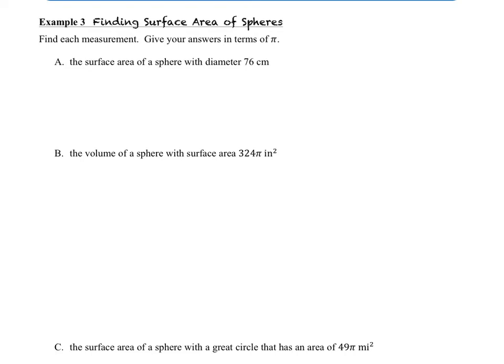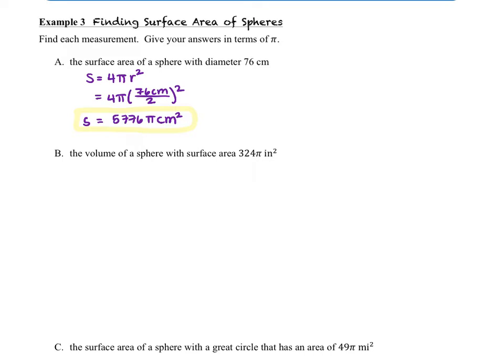Part A says the surface area of a sphere with diameter 76 centimeters. So we're going to start by writing our area formula, 4 pi r squared, and then we're going to substitute in for our radius. We know that the diameter is 76 centimeters, and half of that is the radius. So we can divide that by 2. And we end up with a surface area of 5,776 pi square centimeters. That one was very straightforward.